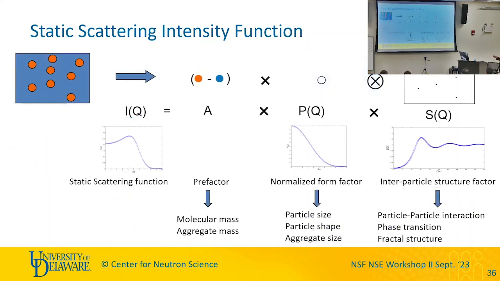So, prefactor gives you information about the mass, the aggregate mass, the chemical structure of the material. The form factor tells you something about the size and the shape, or if it's an aggregate, the aggregate shape. And the structure factor tells you something about the interactions between these proteins, because if it's repulsive, they're going to want to stay away. If it's attractive, they're going to come together, and I'll see that in the structure. So if I say I want to learn something about protein-protein interactions or polymer-polymer interactions, I need to look at the structure factor.